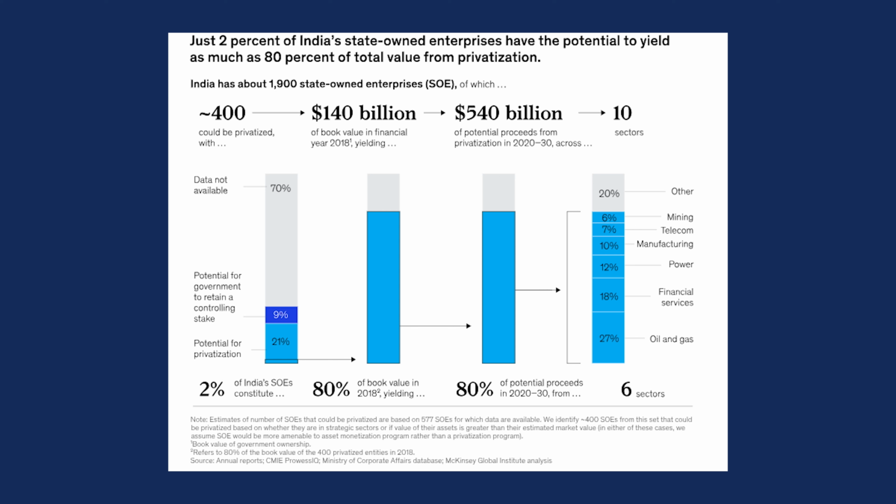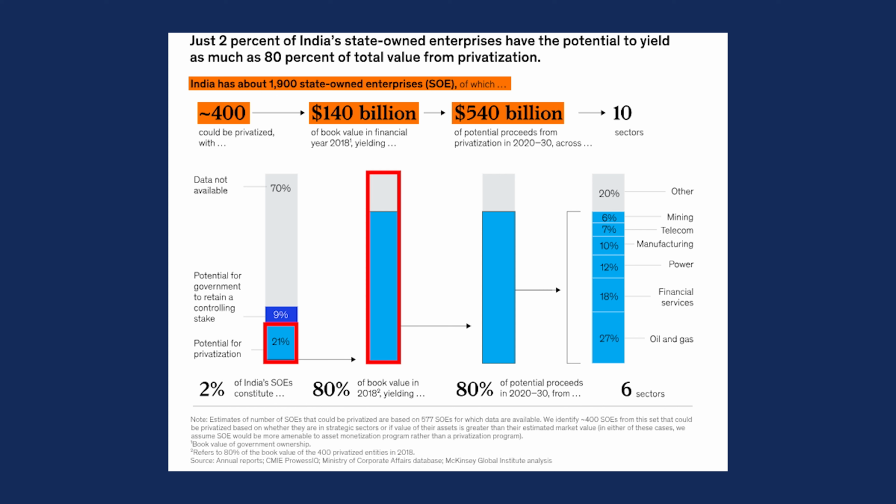At the very top it says, India has about 1,900 state-owned enterprises, of which, and then this first line says, about 400 could be privatized, which you can see in this blue section where it says 21%. That's the 400. Then it says those have a book value of 140 billion, which is represented by this entire column. And they also generate 540 billion in potential proceeds, again represented by this column. And they generate these proceeds across 10 sectors as shown in the last column.